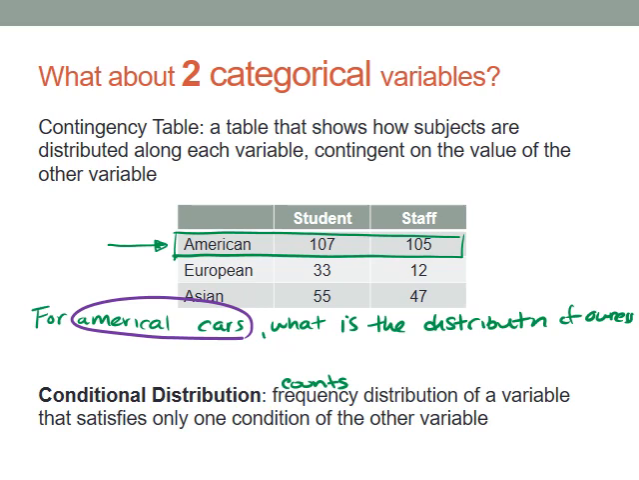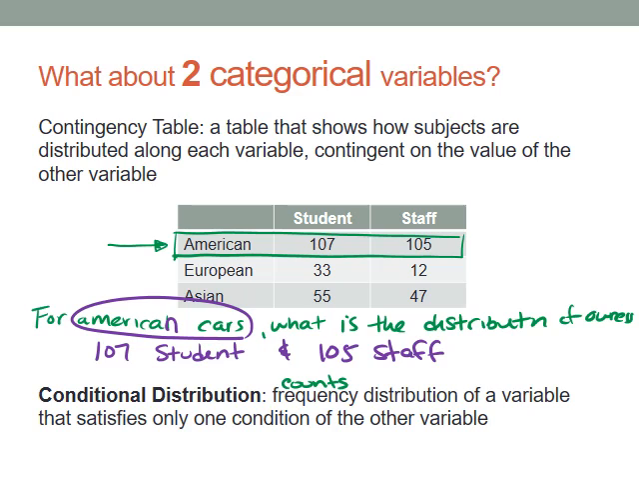Okay, so the way to break that down, it's saying for American cars, I'm contingent. I'm only looking at American cars, and I want to know what's the distribution of owners. How does that category break down? So the way to answer that question is to say, for American cars, there were 107 student cars and 105 staff cars.